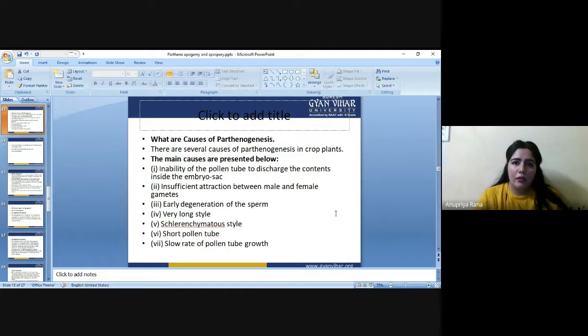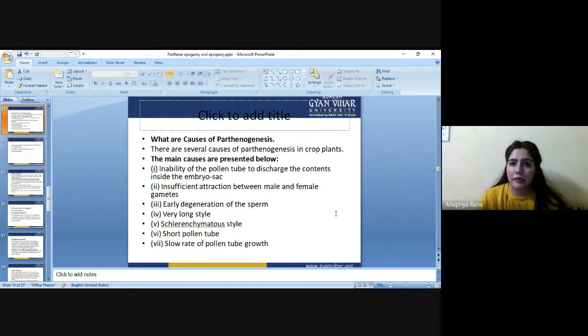Very long style. The style is a part of the female reproductive organ, so this is the path which pollen has to cross to get to the female bud or egg cell. If a style is very long, the sperm has to take a long time to get to the egg cell, and in that case it can degenerate in the plant. So at that time also parthenogenesis happens.